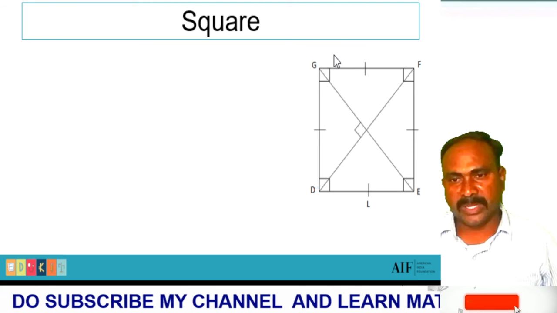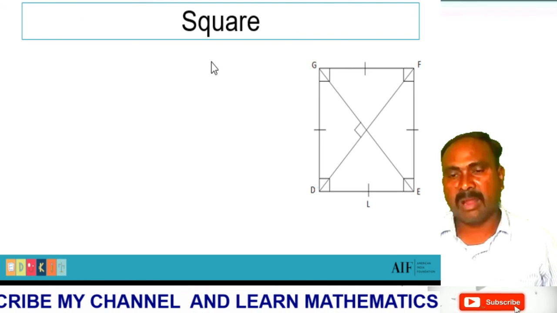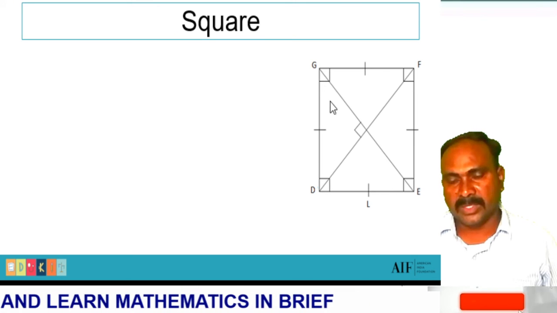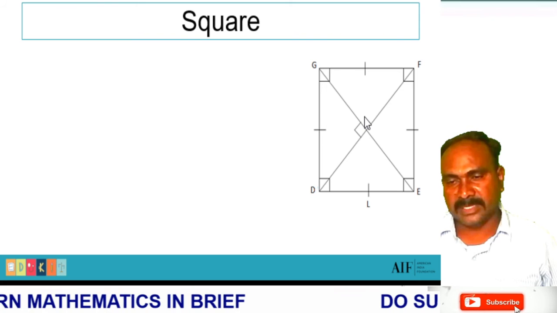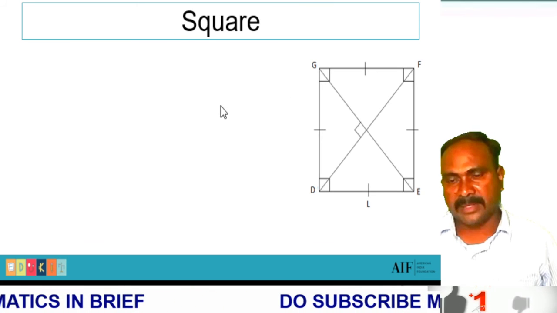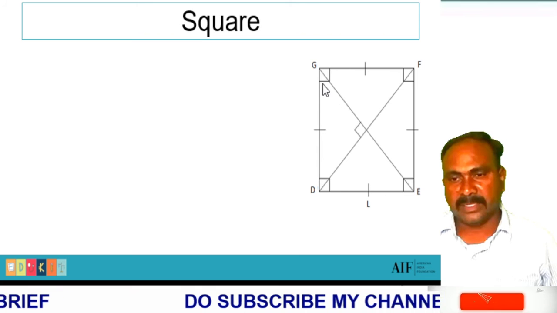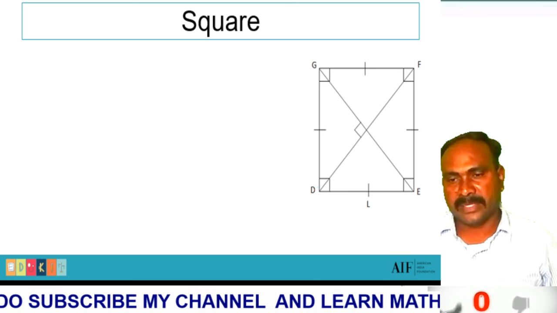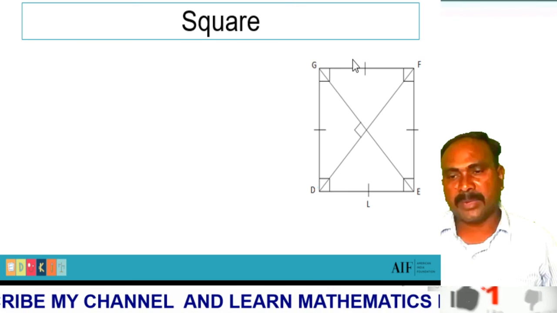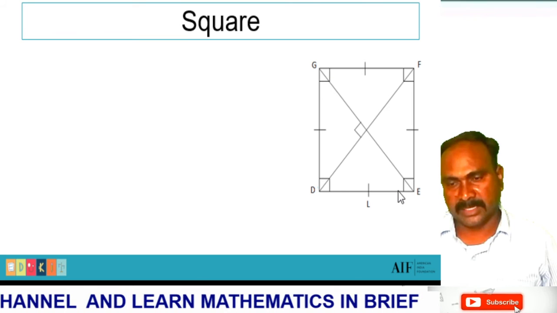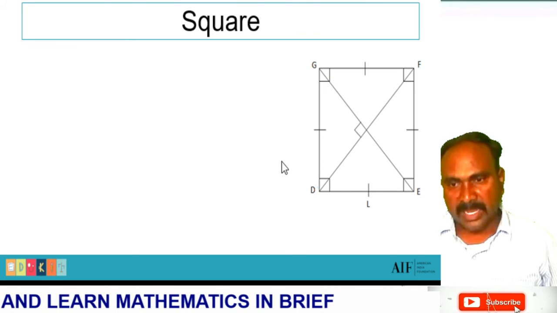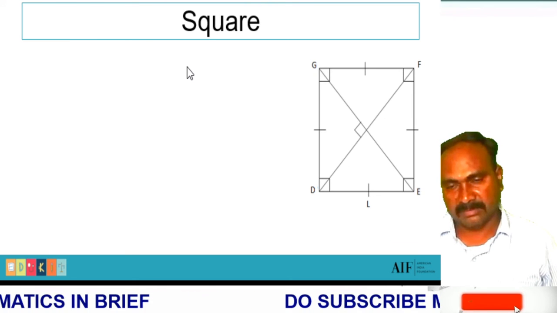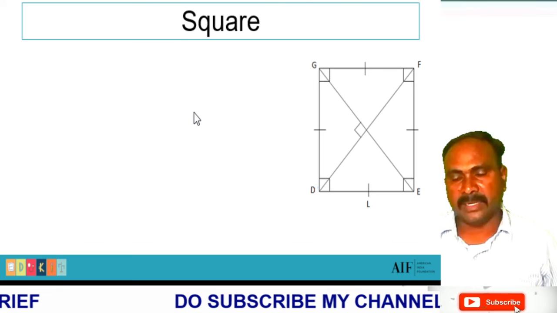But square is a rhombus, but all rhombuses are not squares, because the properties of a rhombus are here, but another and extra property of a square is that all angles are 90 degrees. And rectangle: the properties are opposite sides are equal and angles are 90 degrees, but another property is that all sides are equal. So that is the difference between rectangle and square, and rhombus and square.